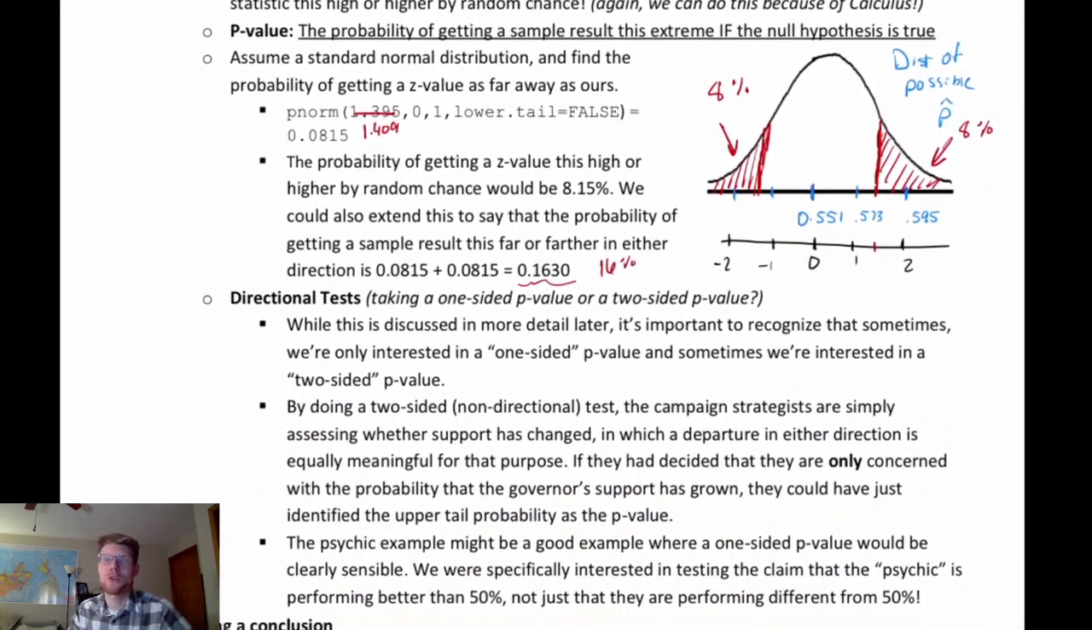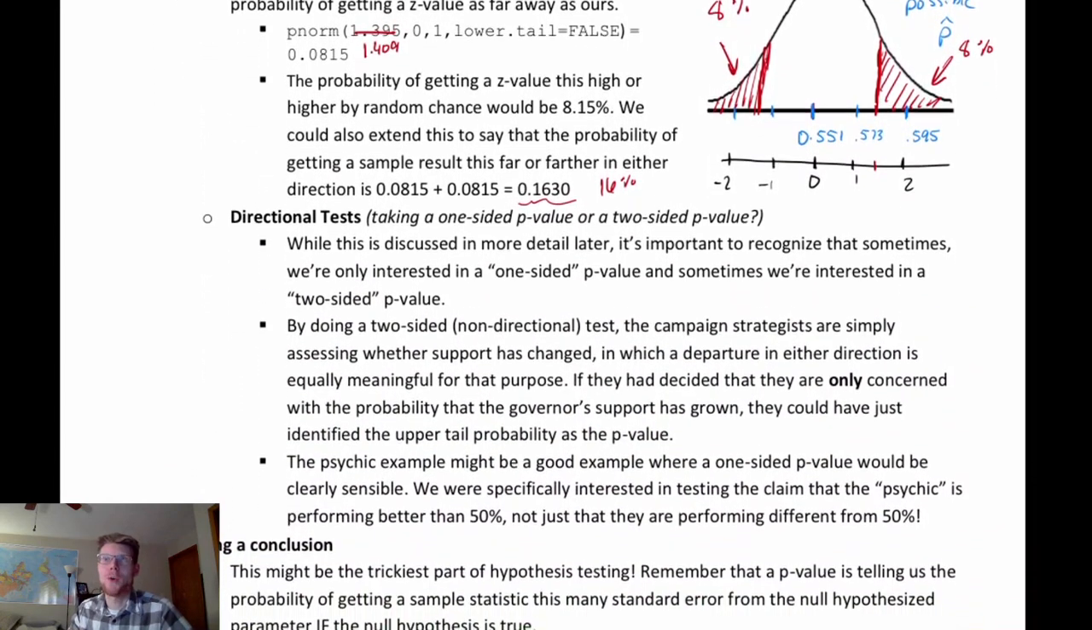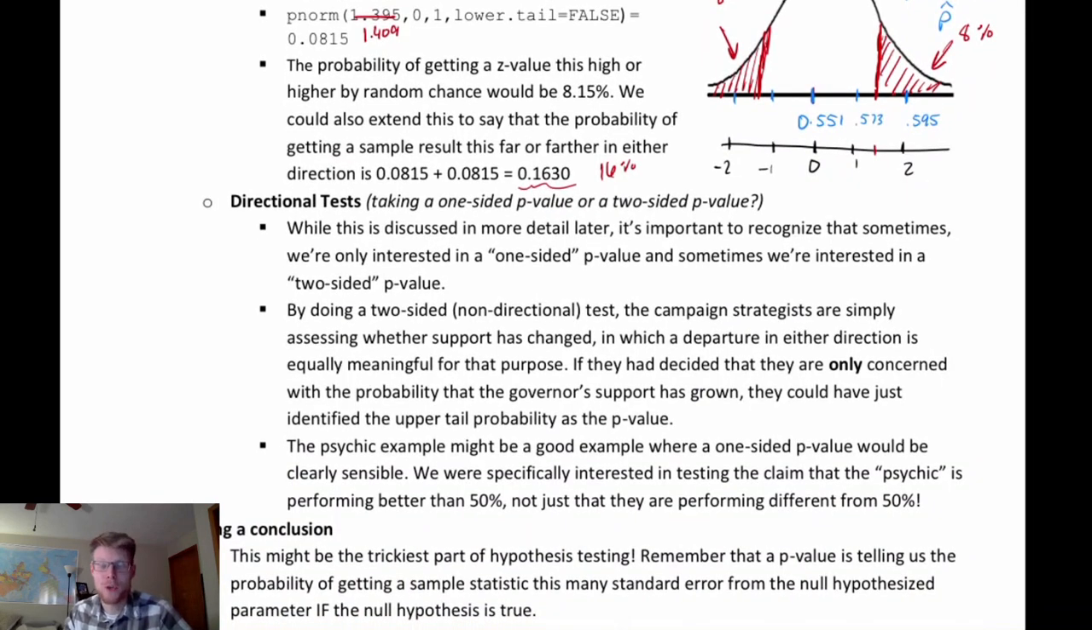Just another word about directional tests. If we were only interested in the direction going one way, if it was only important or noteworthy if it's higher than this value, and if it's lower, then it doesn't matter. If it's lower, it's really the same to us as if it was equal. If that's the case, then we're only going to get that one-sided p-value. But if it's equally interesting in either direction, if either direction of departure means something to us, then we're going to calculate that two-sided p-value.